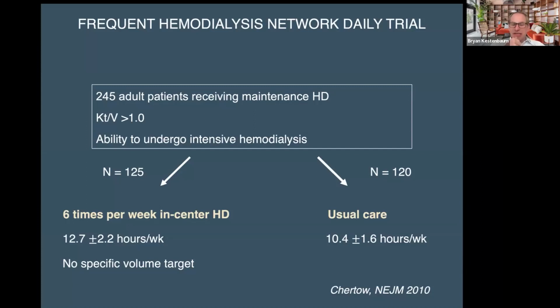And the in-center dialysis treatments were relatively short. Even with 6 times a week dialysis, the total weekly dialysis delivered was just under 13 hours a week. So the sessions were just over 2 hours short. And again, they didn't specifically target volume in this trial.